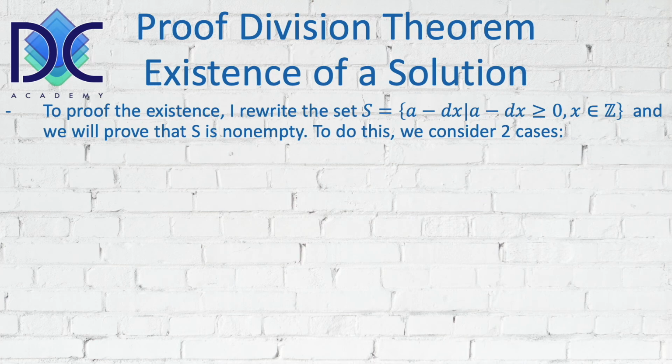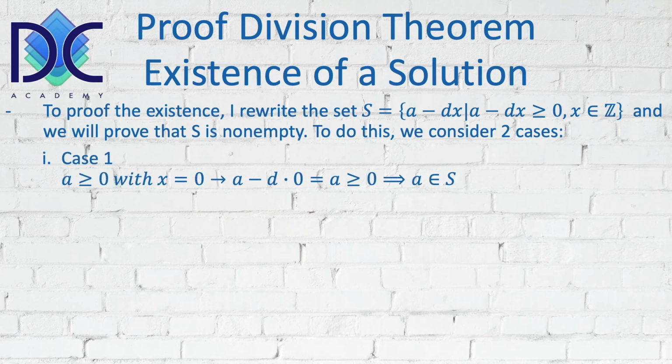So basically, the proof is based on two elements. First, is there a solution? And second, is this a unique solution? So first we look at the existence proof. And for the existence proof, we are going to use the well-ordering property.